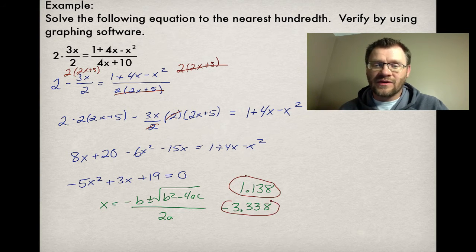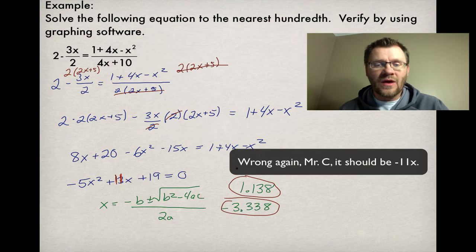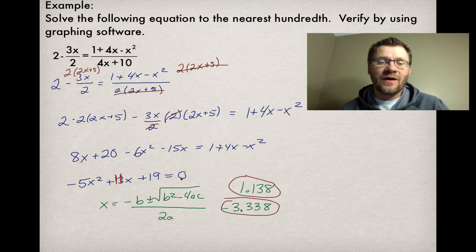Now I noticed that I just made a mistake. This should be a positive 11x. And that's my fault. So we have negative 5x squared plus 11x plus 19. You plug those values into your quadratic formula and you get two different answers. So next thing we're going to do is verify by using graphing software.